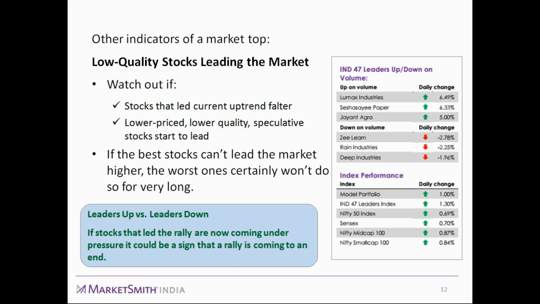So if you see that the stocks that, like I mentioned earlier, led the current rally stage of the market are coming into this down on volume list, which says that they are going down on heavy volume, that is a sign of market weakness. And if you see that the speculative stocks, the penny stocks, or the stocks that have not done very well in the rally stage are starting to rally now, that is something to be really careful of. Low quality stocks starting to lead the market is an indication that this rally might be coming to an end.